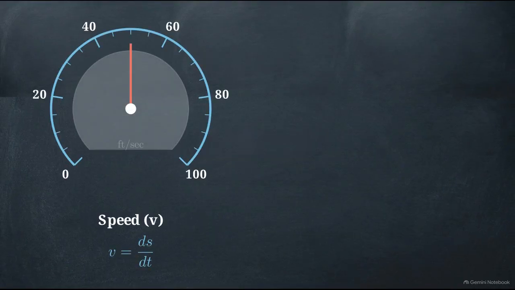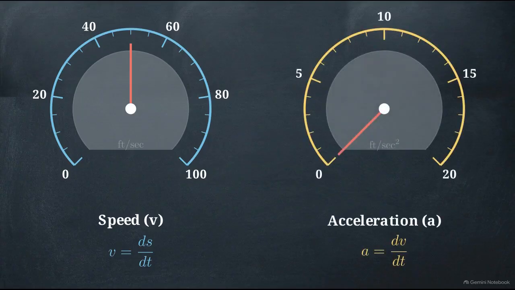This is acceleration. On a car dashboard, your speedometer tells you how fast you are traveling. This second gauge tracks how quickly that speedometer needle is moving. It is the rate at which speed itself is changing.